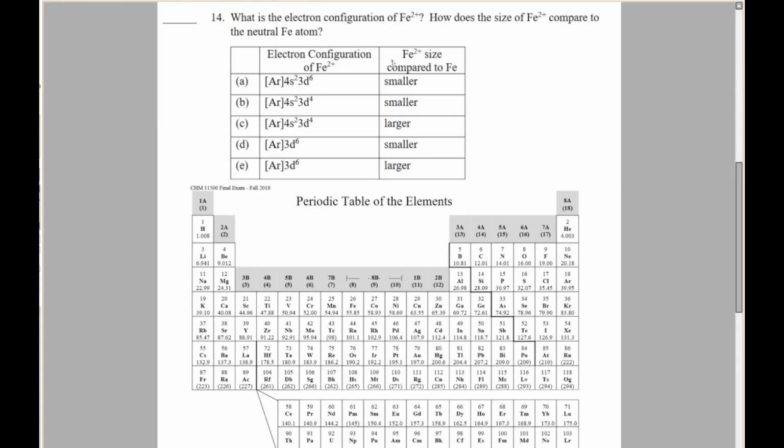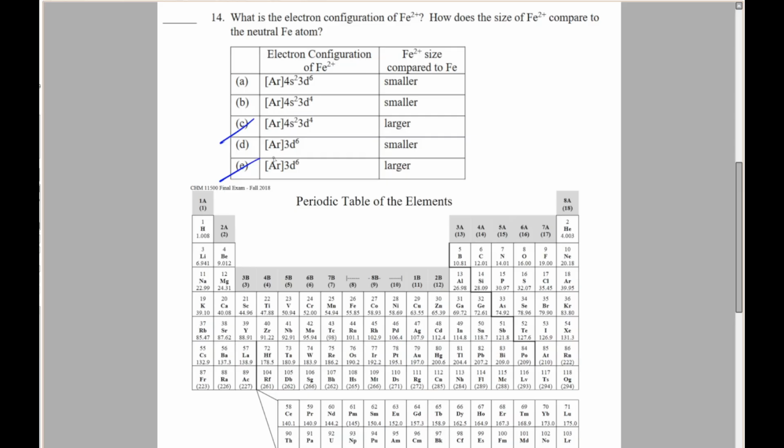So right off the bat, we can eliminate 2 answer choices. It can't be C and it can't be E, because C and E state that the Fe2+ size is larger than Fe, which is not true. So now we have to look at the electron configuration of the cation.